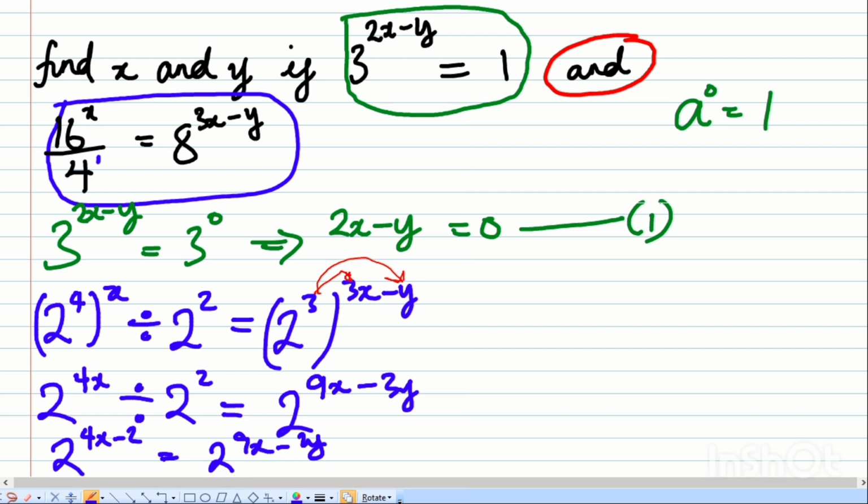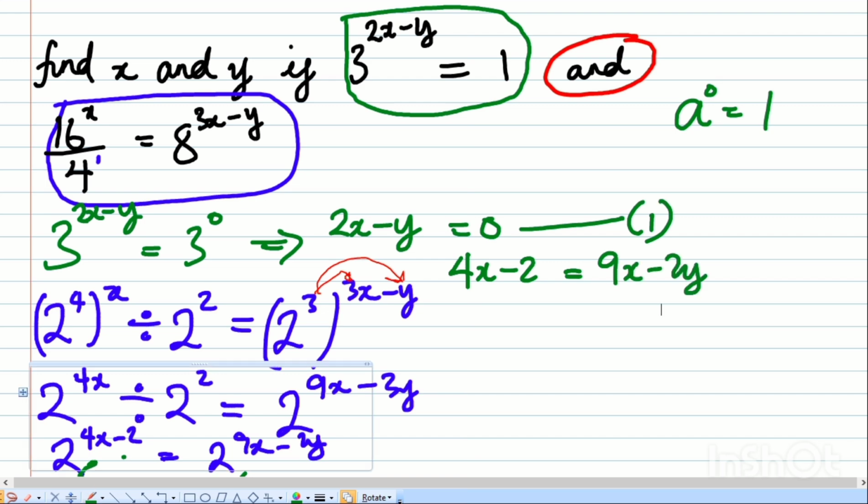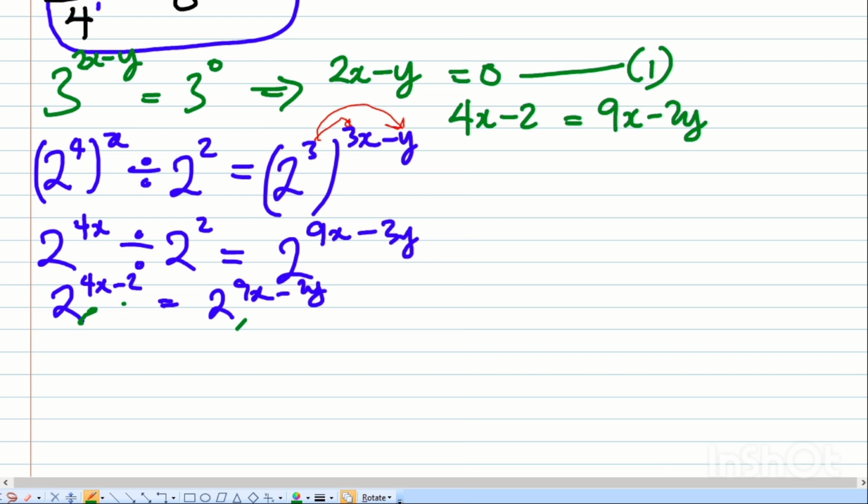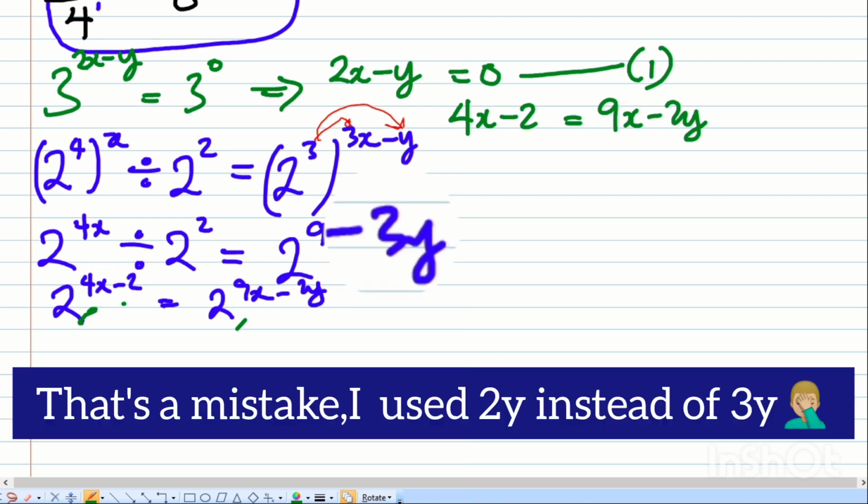Now, since the bases are the same, because we have 2 here and 2 here, we can equate the powers. So we have that 4x minus 2 is equal to 9x minus 2y. I'm equating the powers now. This is the first one, and this is the second one. If the bases are the same, which is 2 and 2, I can now equate the powers.